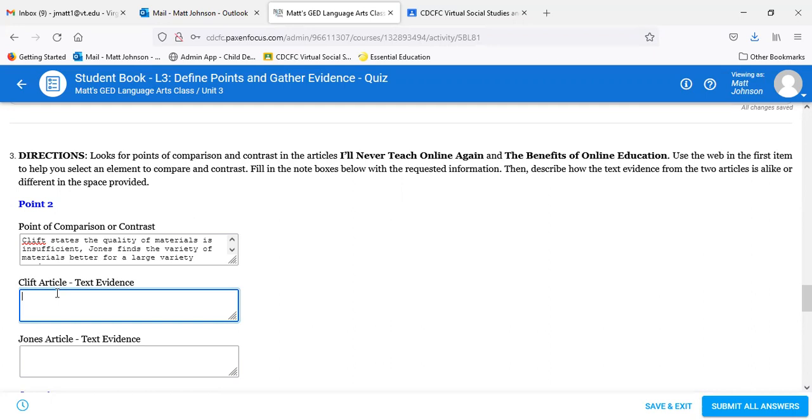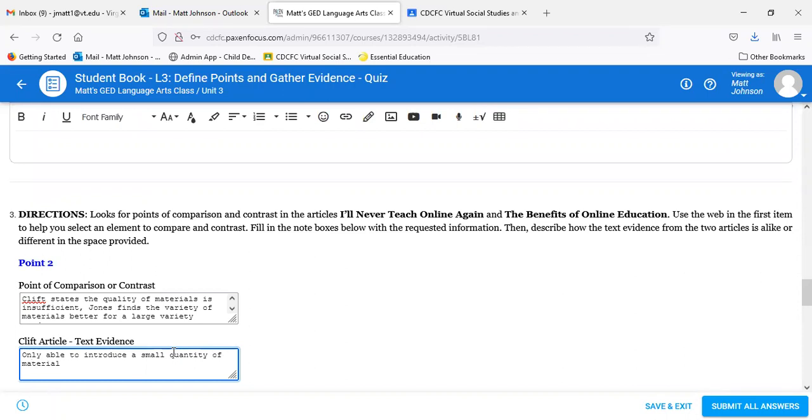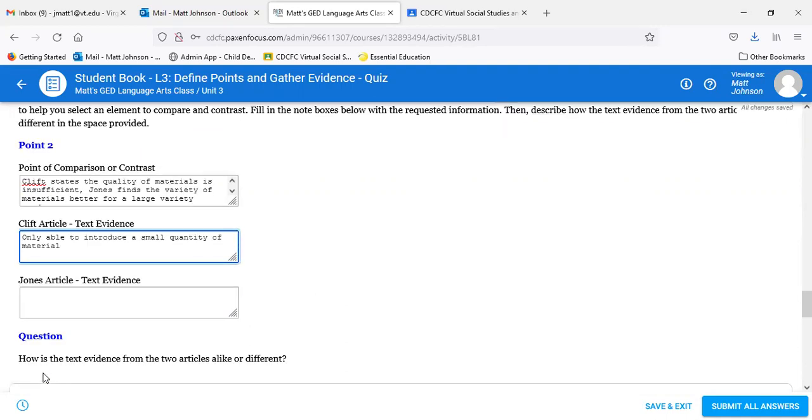And for Cliff, she says she's only able to introduce students to a limited amount of material outside of the book. Only able to introduce a small quantity of material. Again, it doesn't have to be their words. So only able to introduce a small quantity of material, I need "of" in there. Okay, copy, paste. And Jones points out the opportunity to introduce a wide variety of material. How's that one? Okay.